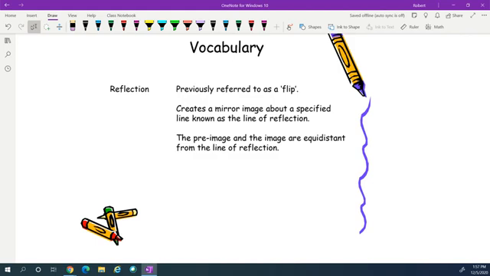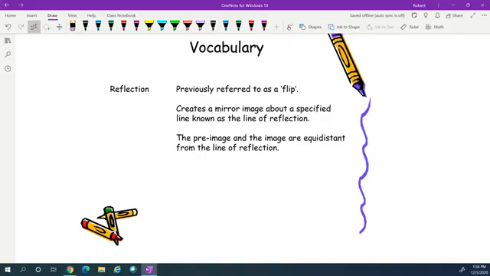It creates a mirror image about the line known as the line of reflection or the line of symmetry. So we've all worked with the line of symmetry and creating a mirror image or a balanced image around that. The pre-image and the image are equal distance from that line of reflection. So there has to be perfect balance, perfect symmetry.